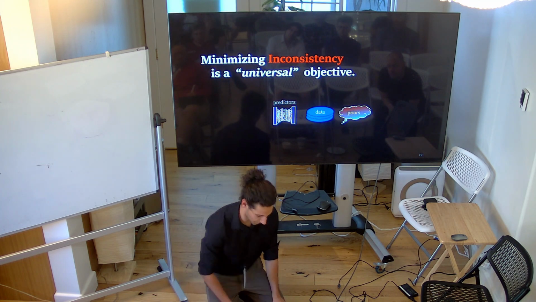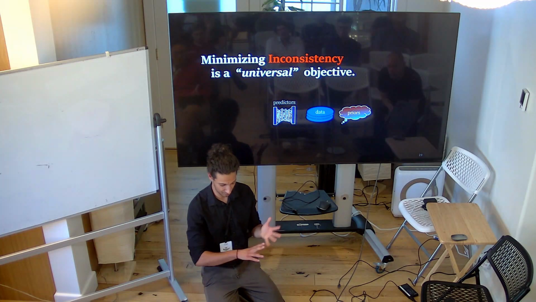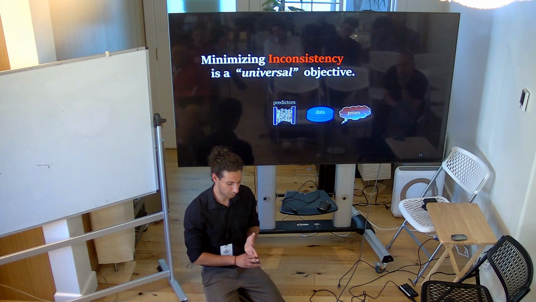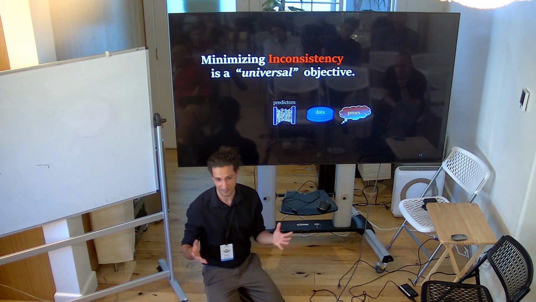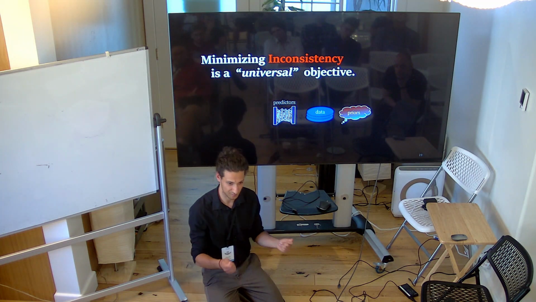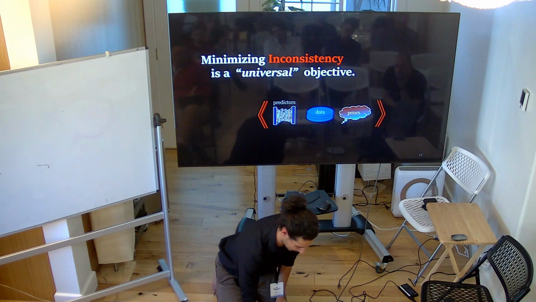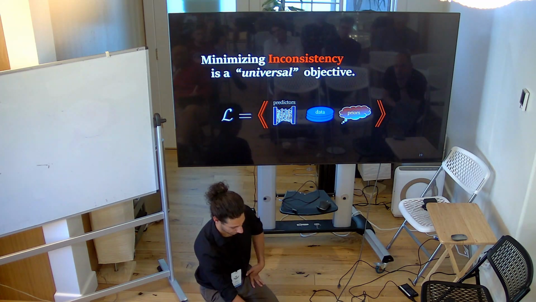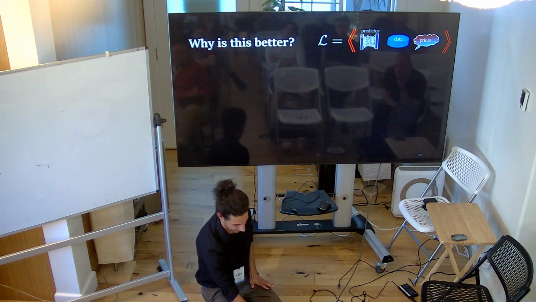So the way you model in this framework is you take your predictors, your models, whatever you trained, you put in your data, you put in your priors. All these things can be represented as probability distributions, possibly weighted with confidence. You just measure how inconsistent it is, and that's your loss function. So why is this better?